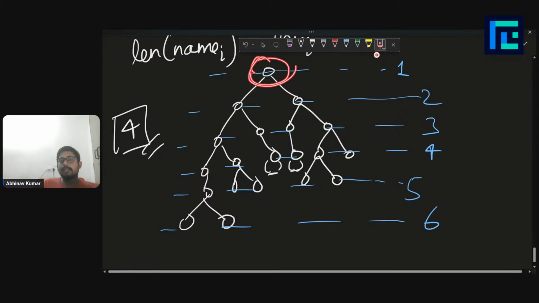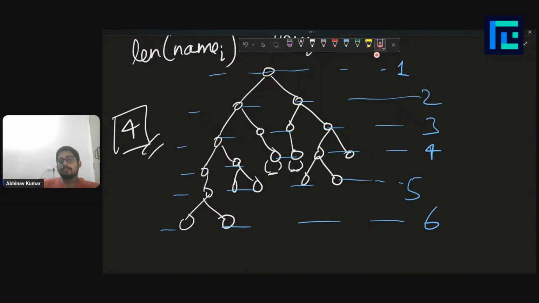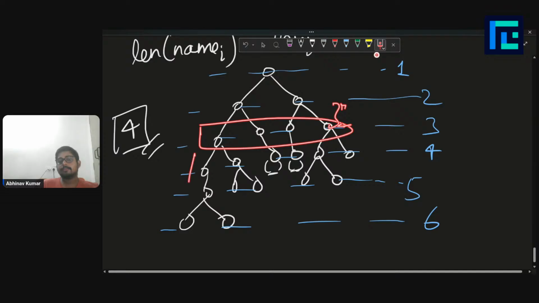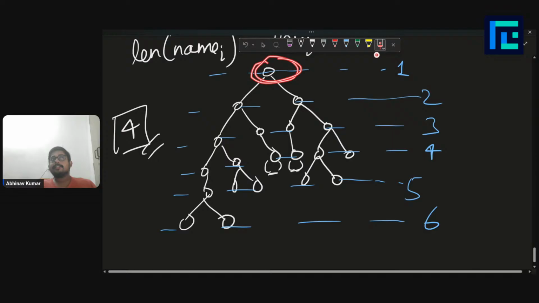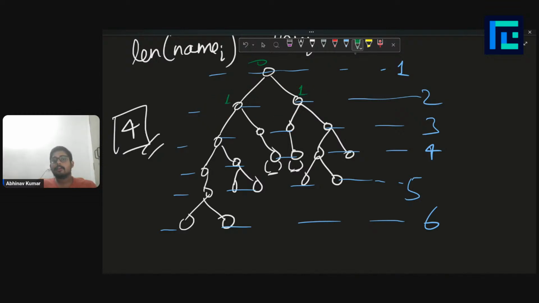So basically the nodes at level 1 decide the first character in the name. Nodes at level 2 decide the second character, nodes at level 3 decide the third character, and nodes at level 4 decide the fourth character. So in order to make the LCS equal to 4, all the nodes present in the first level should have the same character. Let's say all of them have 0. All the nodes in the second level should have the same character, let's say 1. All the nodes in the third level should have the same character, and in the fourth level also.